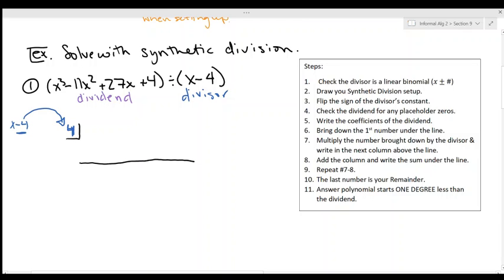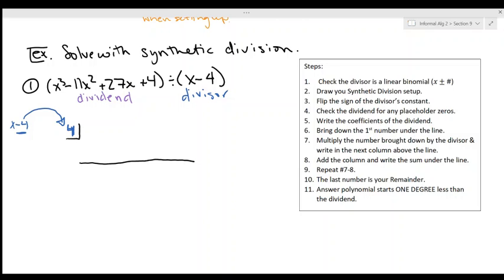Now we're going to check the dividend for any placeholder zeros. If this starts with an x to the third, then we need to have an x squared piece, which we do. We need to have an x piece, which we also do. And then we need a constant, which we do. So we have all of the pieces that we need.